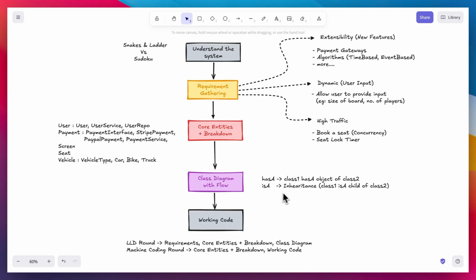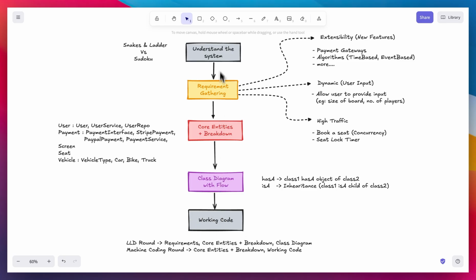The "is a" relationship is between class 1 and class 2 when class 1 is a child of class 2. And the "has a" relationship is between class 1 and class 2 when class 2 is one of the attributes of class 1. Once we know the flow of our system, we would be easily converting that flow into working code.